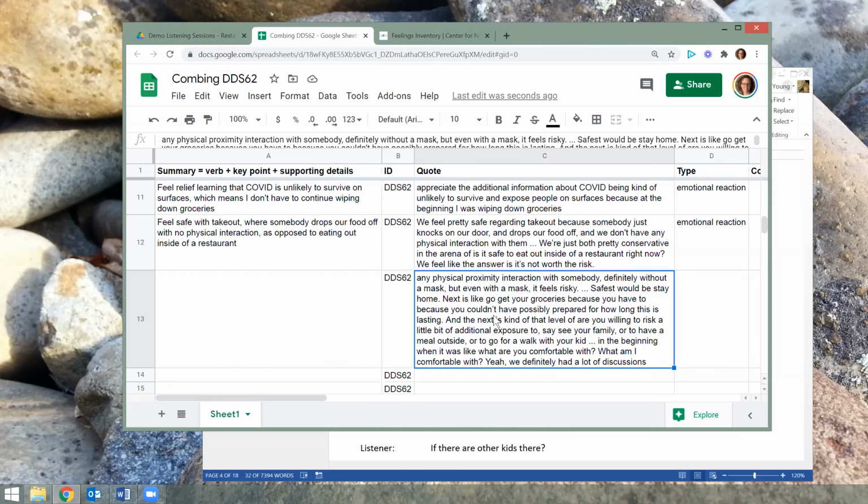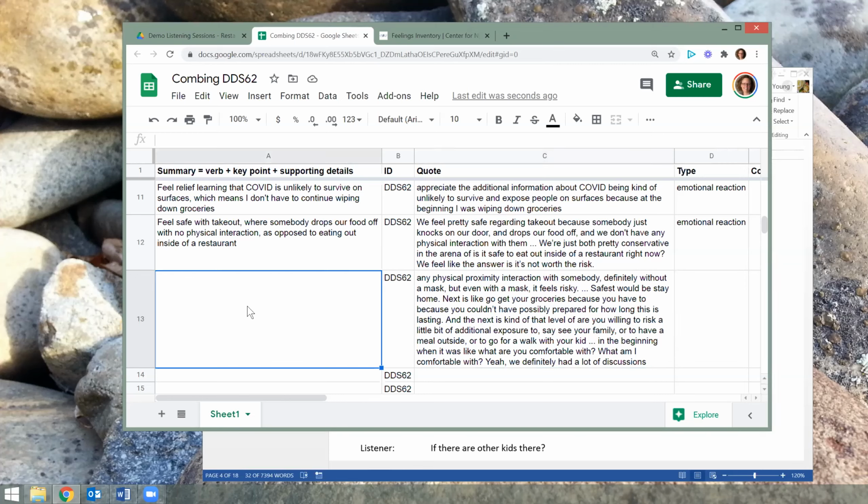physical proximity, interaction, feels risky. Safest would be stay home. Next is go get your groceries because you have to. Next is like, oh yeah, could we maybe go see our family or have a meal outside or go for a walk? In the beginning, it was like, what are we comfortable with? What am I comfortable with? We definitely had a lot of discussions. So how about discuss with my husband?